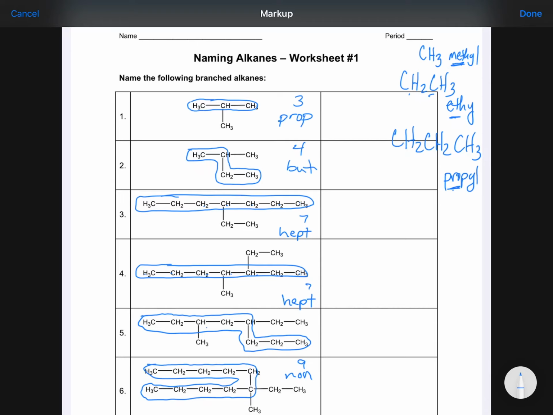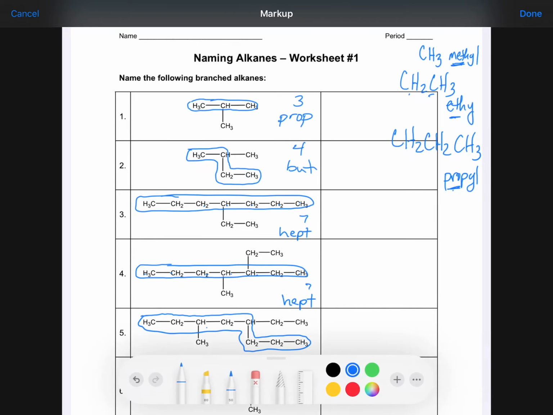So I'm going to circle them in a different color. Here I have a methyl group. Here there's 1 carbon, which is also a methyl group. Here I have a branch, and there are 2 carbons, which means it's an ethyl. Here I have 2 branches. One just has one carbon, which makes it a methyl, and the other has two carbons, which makes it an ethyl.